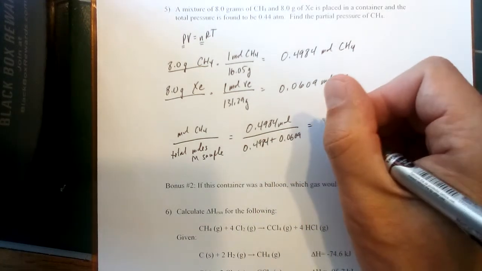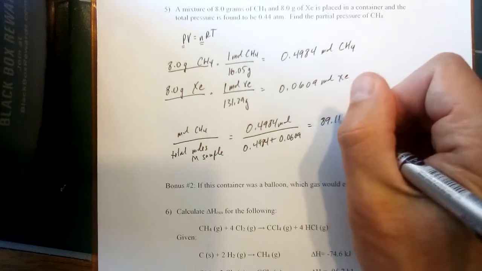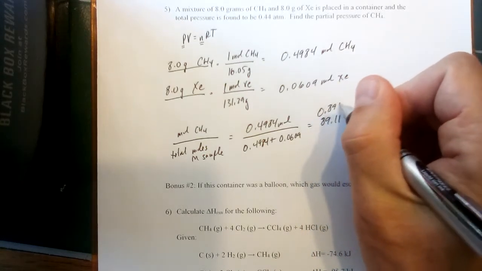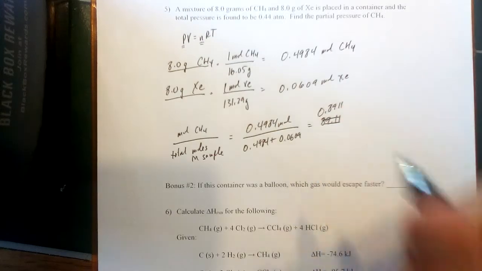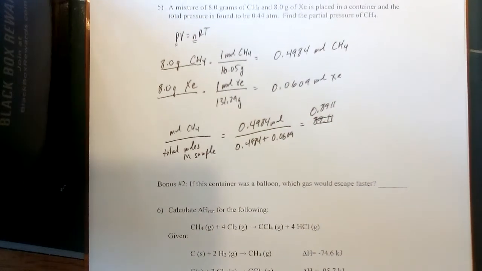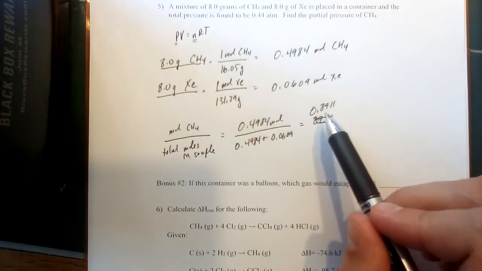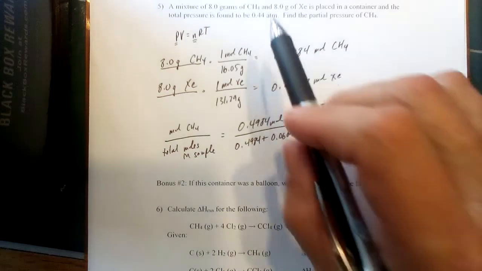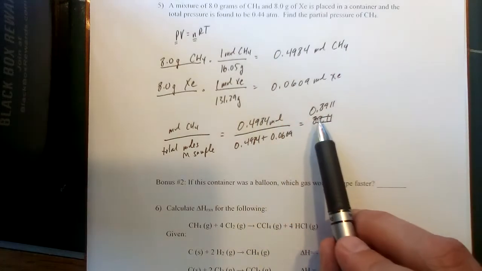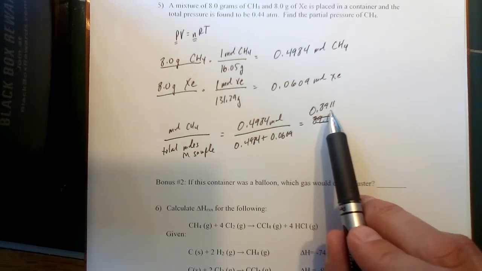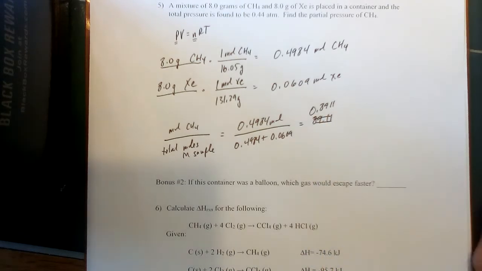And that gives me 0.8911. I was actually changing it to a percent in my head as I was thinking about writing it down, but we don't really want percent here because we want to compare this fractional ratio to the total pressure. So 0.8911 is the portion of the sample that's methane, or 89.11% of the sample is methane.